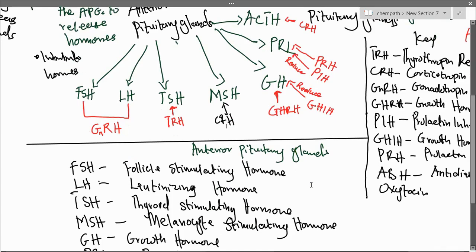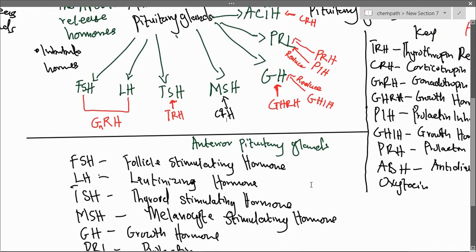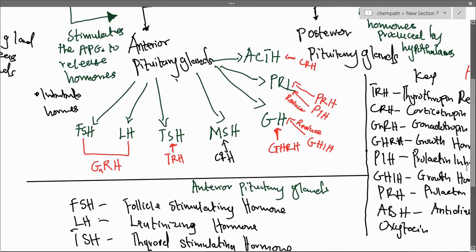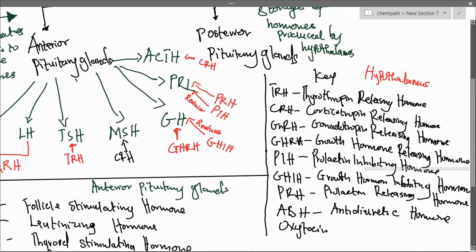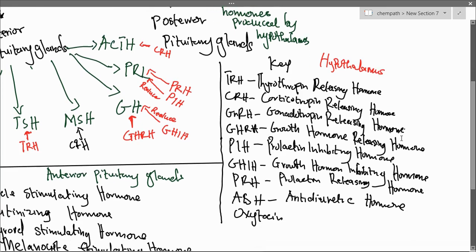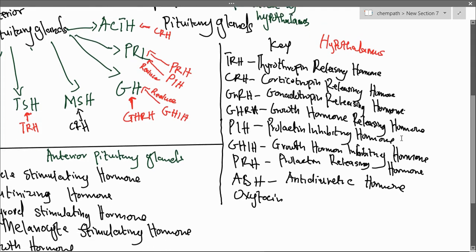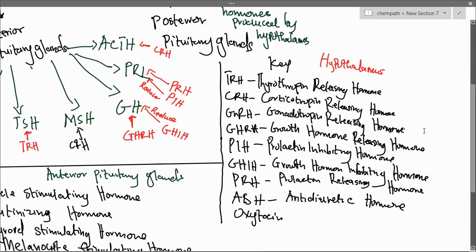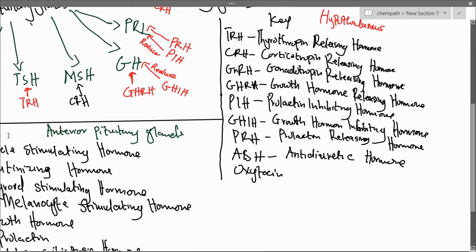Now these are the keywords for the hormones. Under the hypothalamus, we have the thyrotropin releasing hormone, the corticotropin releasing hormone, the gonadotropin releasing hormone, the growth hormone releasing hormone, the prolactin inhibiting hormone, the growth hormone inhibiting hormone, the prolactin releasing hormone, the antidiuretic hormone, and the oxytocin. So all these are produced by the hypothalamus.